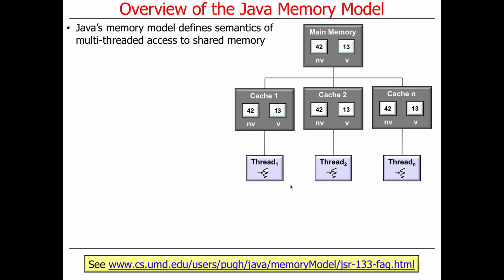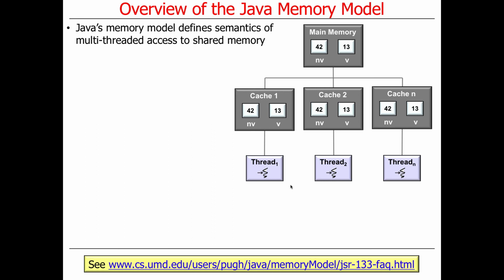So first, just a quick summary of the Java memory model. If you are really bored or you're having a hard time falling asleep, go ahead and take a look at the Java memory model document. It's here. That's actually the FAQ. You can also find the memory model online as well. And what the memory model does is it basically defines the semantics of Java programs in general, and the part we care about are the semantics of Java programs with respect to multi-threaded access to shared memory.